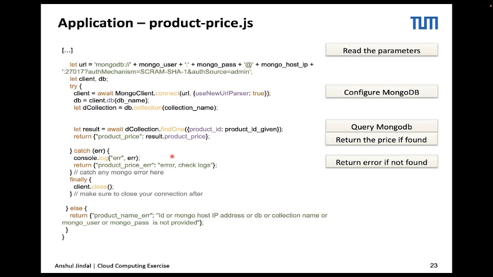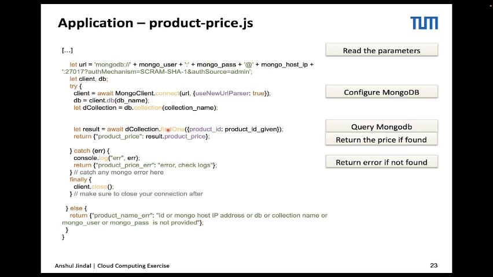Similarly for the product price, we have a similar kind of function. I'm not showing how we are reading the parameters, so we are reading the parameters over here. Then based on that, we create the MongoDB client, based on the user, password, the host IP, everything. So we get the client over here.